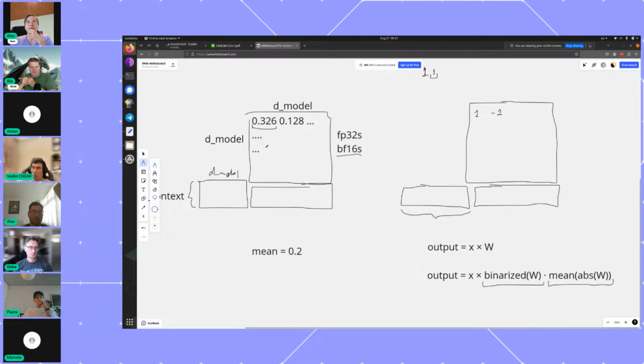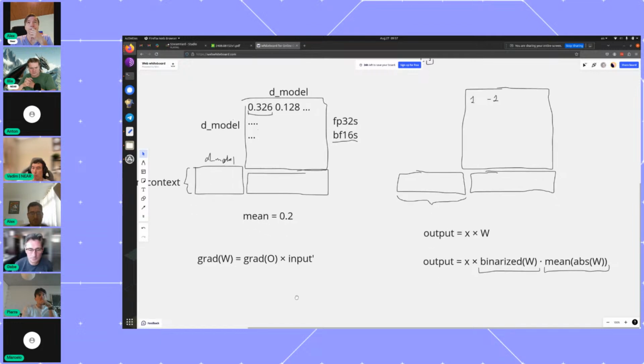You will just literally pretend that. So on the backward path, you will just say, hey, the gradient of W is equal to the gradient of the output times input transpose. I think this is how you compute it, plus minus order and transpositions. Right, so you just completely ignore that. That is called a straight through estimator.